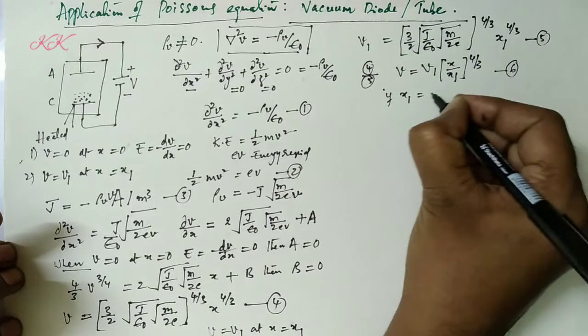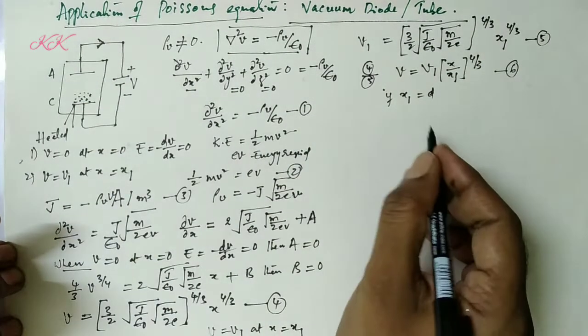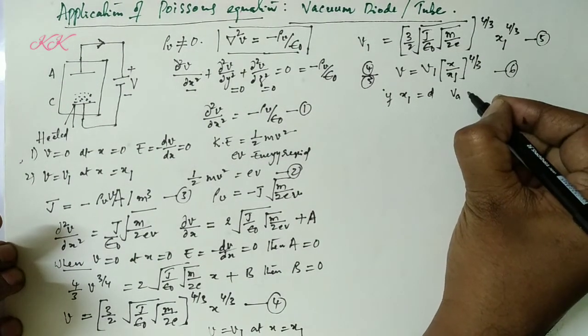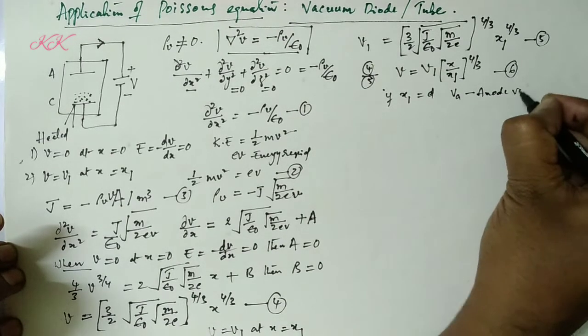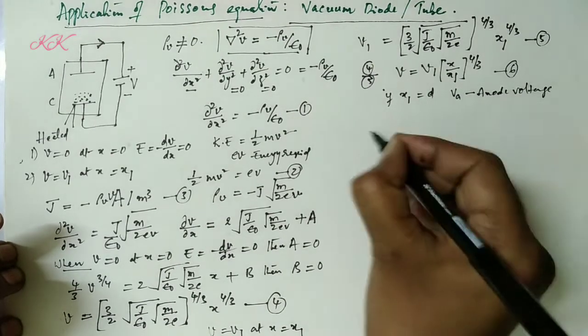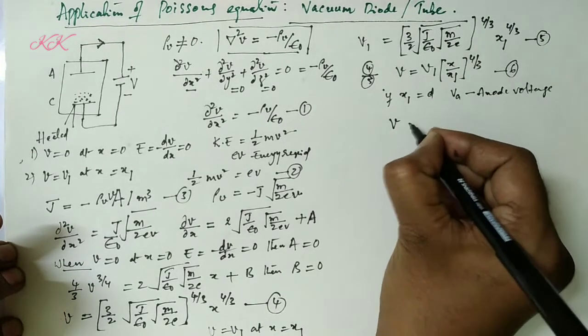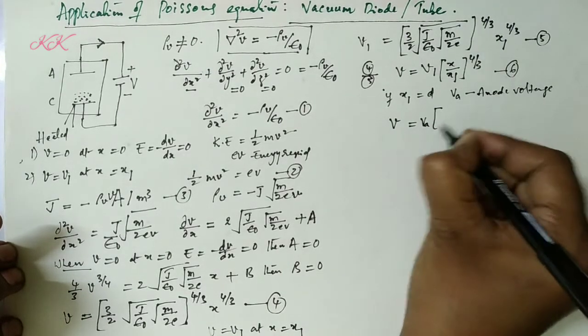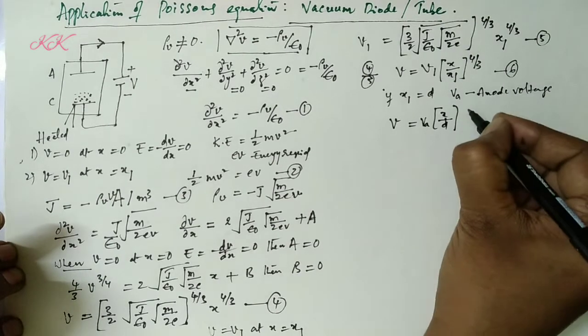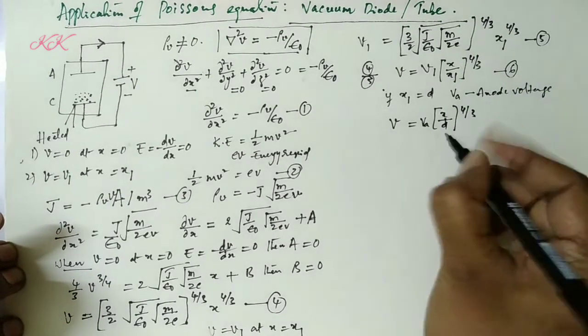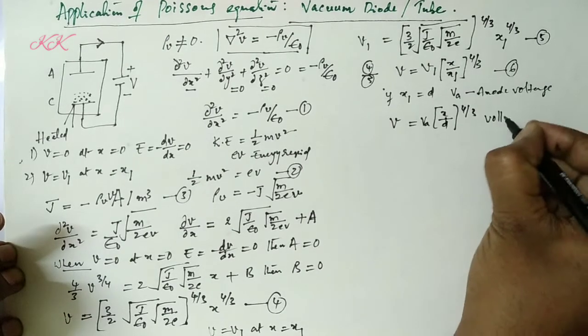x1 equals d, that is the distance between the two plates. Anode voltage equals Va. This is the anode voltage. Then this equation we can write as V equals Va times (x by d) whole to the power of 4 by 3 volts.